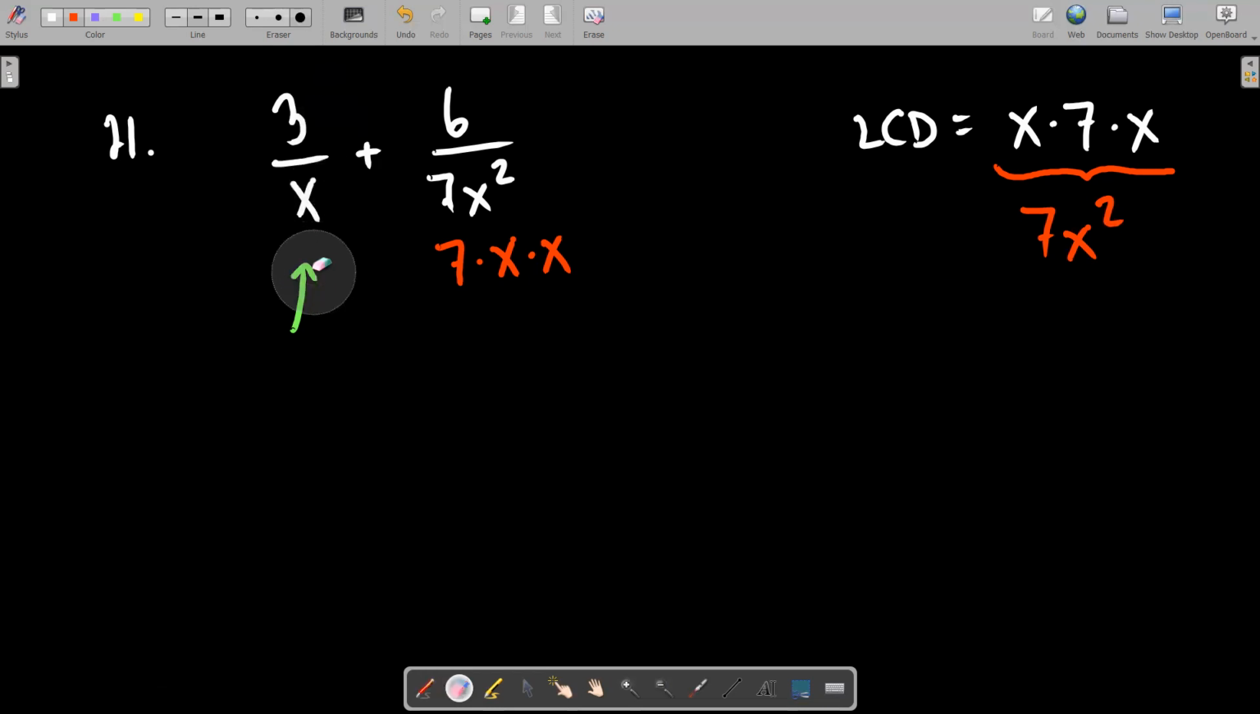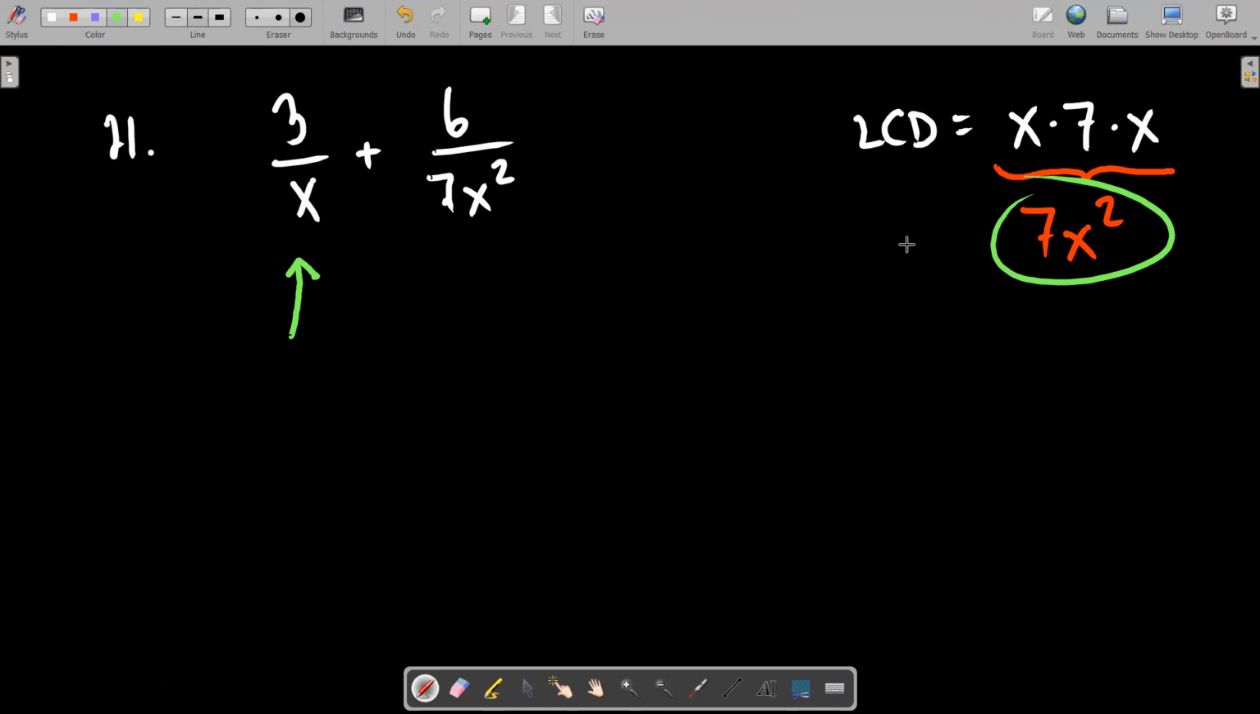Which, of course, then leads to the question of what the first fraction needs for his bottom to match the green oval. He needs a 7 and he needs another x. And if you give it to the bottom, you've got to give it to the top. What does the second fraction need to match the green oval? Nothing, so we leave him alone. That's not going to be consistently the case. It's just the case on these warm-up problems that generally you only have to modify one of the fractions to match the other.